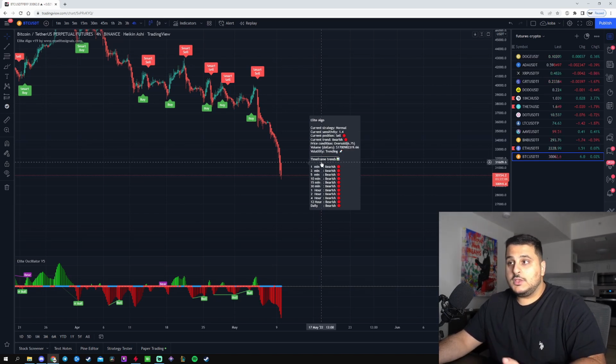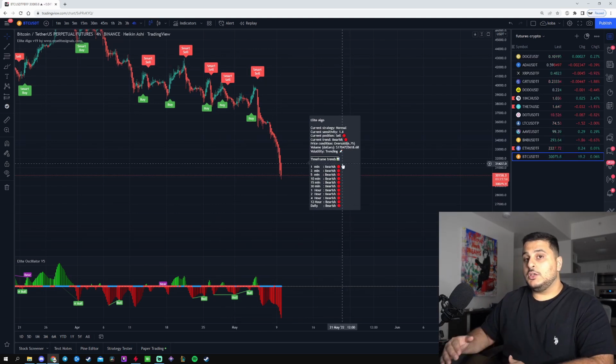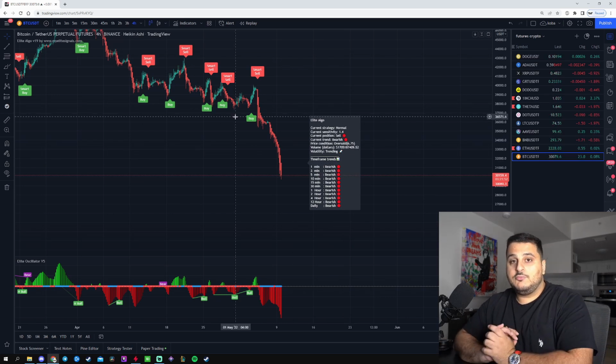And the simple way to do it, guys, is if you see that it's completely red here, then we only want to follow the sell signals. That simple. If we see that it's completely green, where it's saying bullish, then we only want to follow the buy signals. This is a very, very simple rule that will help you tremendously with your trading.